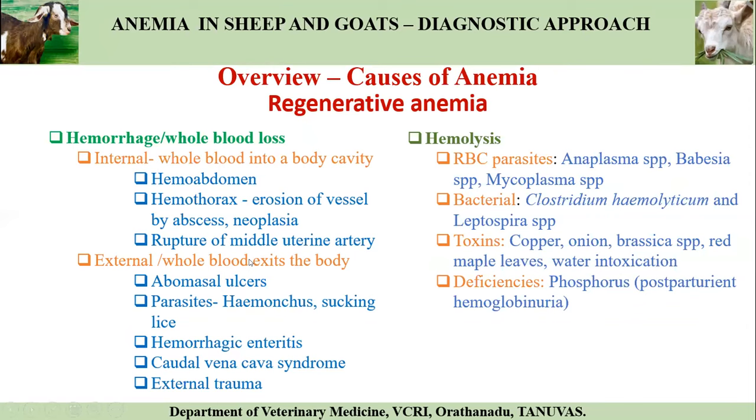For example, the first category is hemoabdomen and hemothorax, which might be due to erosion of the vessels by abscess or neoplasia, or rupture of the middle uterine artery. The second category involves abomasal ulcers, parasites like Haemonchus, sucking lice, hemorrhagic gastritis, caudal vena cava syndrome, and external trauma. Anemia due to hemolytic causes such as Anaplasma, Babesia, Mycoplasma, or RBC parasites will also cause regenerative anemia. Along with these, bacillary hemoglobinuria, leptospirosis, some toxins, accidental ingestion of iron, Brassica, and postparturient hemoglobinuria will also lead to regenerative anemia in sheep and goats.